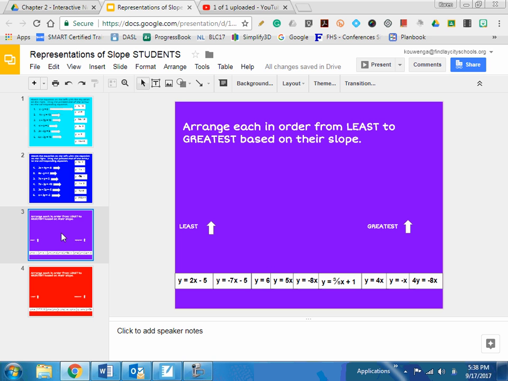The next one then, you have a whole bunch of equations down here. We're going to list these slopes in order from least or smallest to the greatest. For instance, you can see the slope on this first one is 2, and the slope on this second one is -7. So when I go to order these, -7 is going to be smaller than 2. So I'd want -7 down here on the left somewhere, 2 on the right. You're going to go through and deal with each one of those, and drag and drop them into their proper order. Same thing with this page.